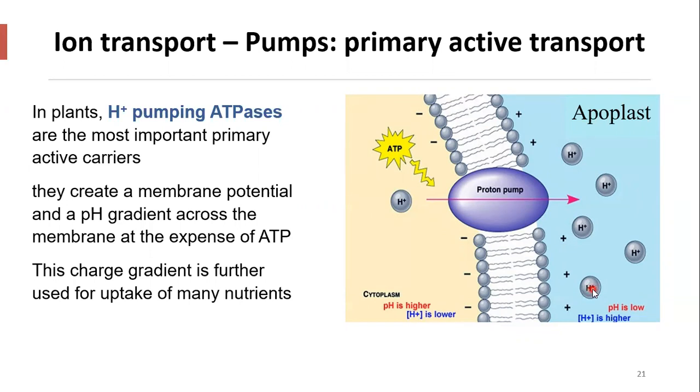So therefore, there are two significant facts for this proton pump in plant growth. One is that it develops the charge gradient, which is used for the uptake of nutrients. And the second is that it lowers the pH of the apoplast for extension growth of the cell wall.